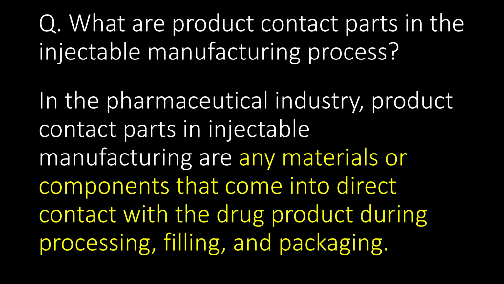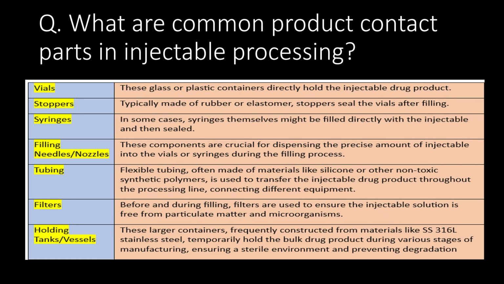In the pharmaceutical industry, product contact parts in injectable manufacturing are any materials or components that come into direct contact with the drug product during processing, filling, and packaging. What are common product contact parts in injectable processing? Vials, stoppers, syringes, filling needles or nozzles, tubings, filters, holding tanks or vessels. These are the common product contact parts in injectable processing.